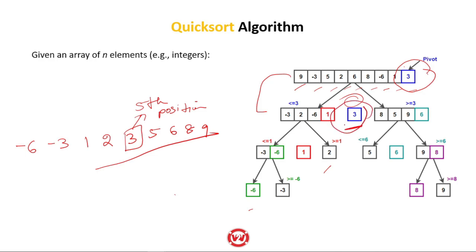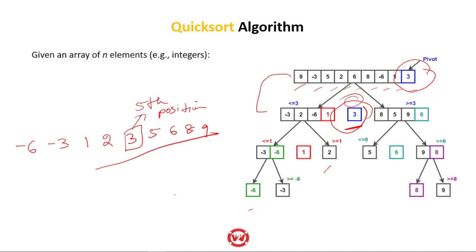It's not necessary that the elements before 3 are sorted or the elements after 3 are sorted. But one thing is very sure. All the elements which are less than 3 will always be on the left hand side of 3, and all the elements which are higher than 3 are always on the right hand side of 3, which can be seen very clearly from this diagram.